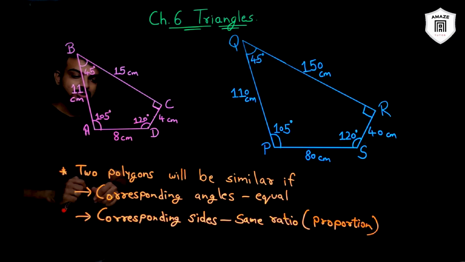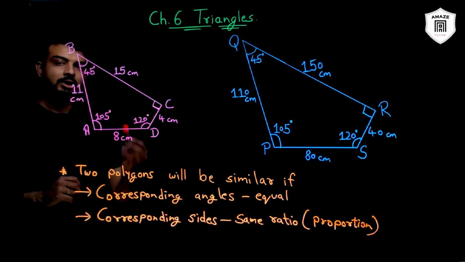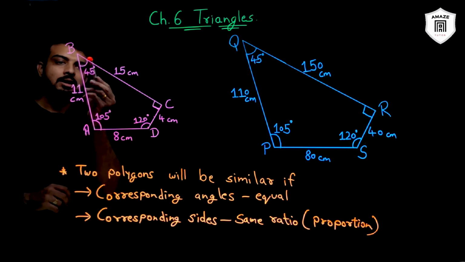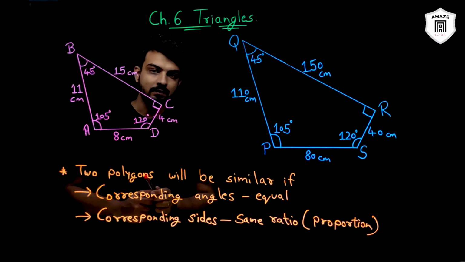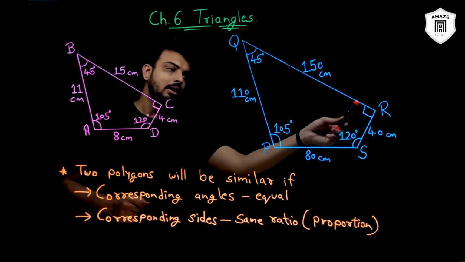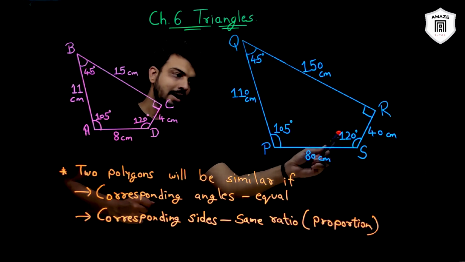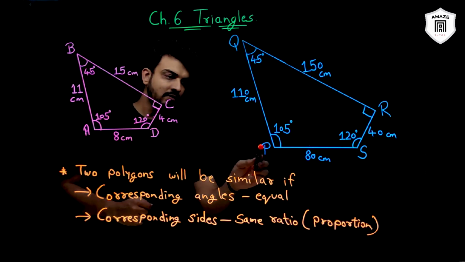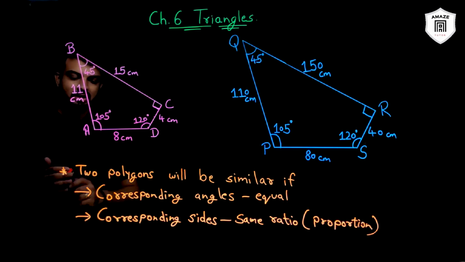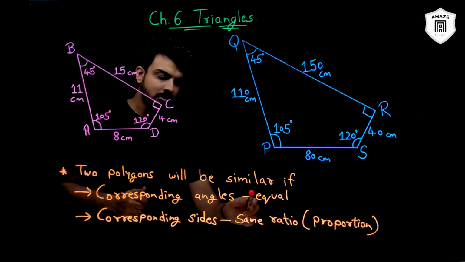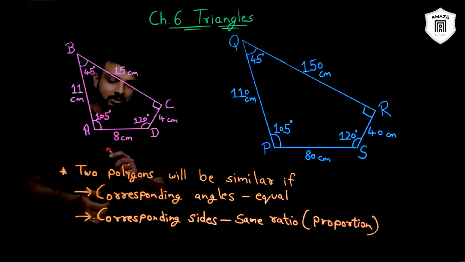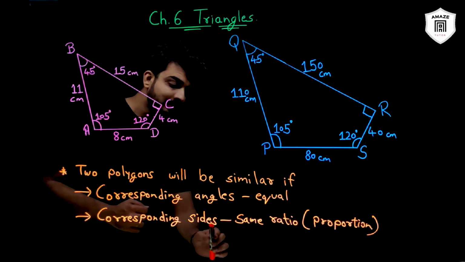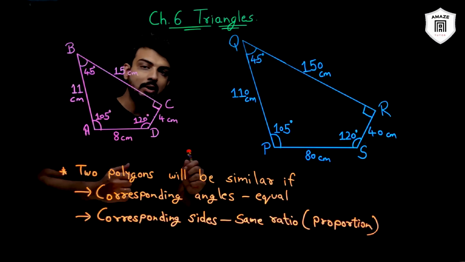First condition is corresponding angles should be equal. So here you can look here, this angle B here, which is 45, okay, in the next figure angle Q is 45. Similarly C 90, R 90, D 120, S 120, A 105, P 105. So we can say here all the corresponding angles are equal, right? And what is the next condition? Corresponding sides should be in same ratio or equal ratio.